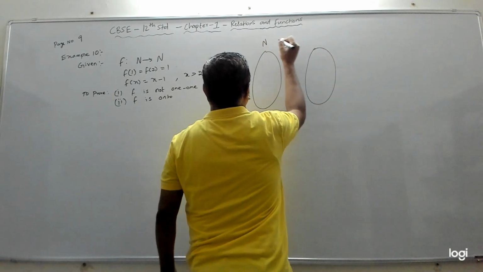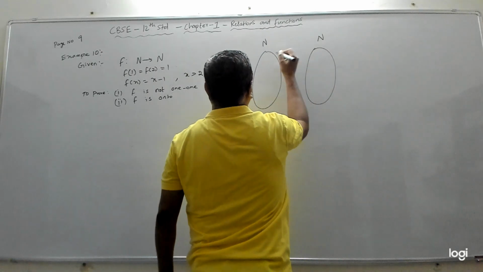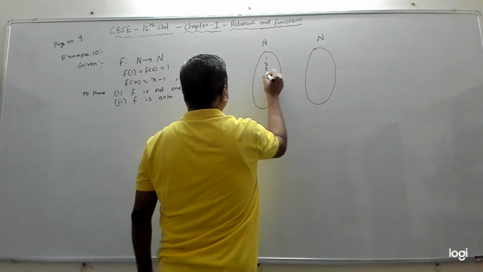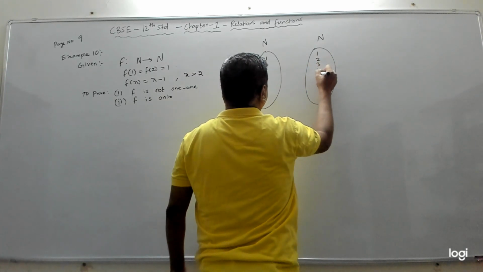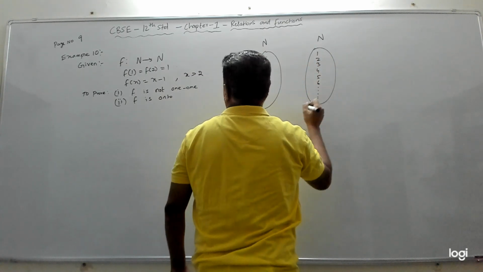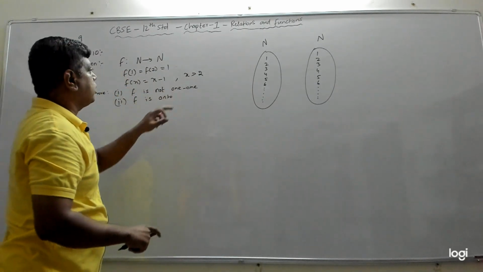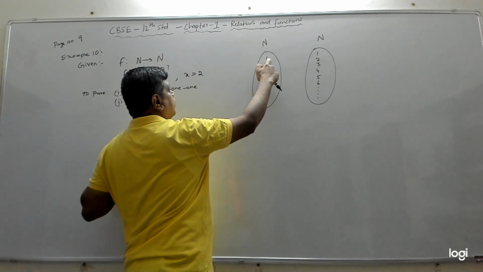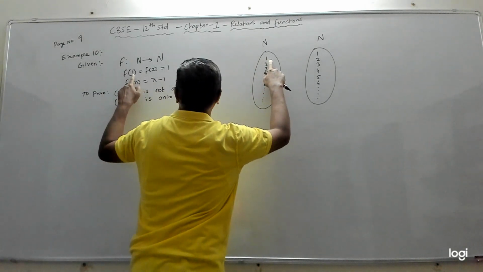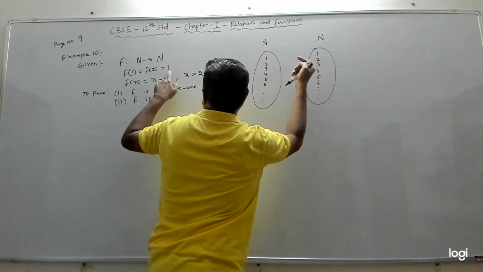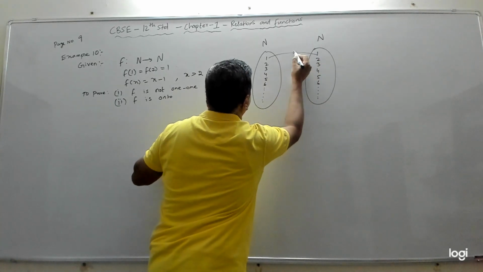So this is N and this is N. Natural numbers, so we have 1, 2, 3, 4, 5, 6, like that it will go. Here also 1, 2, 3, 4, 5, 6, dot, dot, dot. Now 1 goes to where? When x is 1, what is f of 1? f of 1 is 1. So 1 goes to 1.